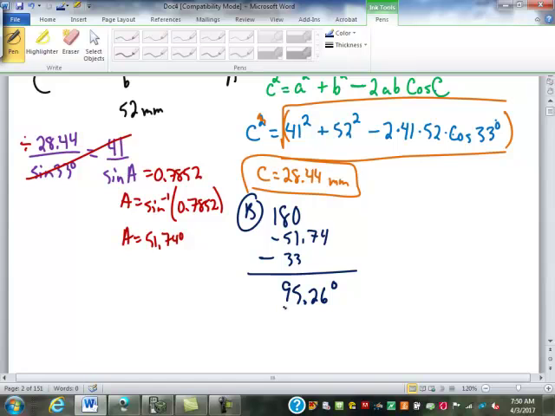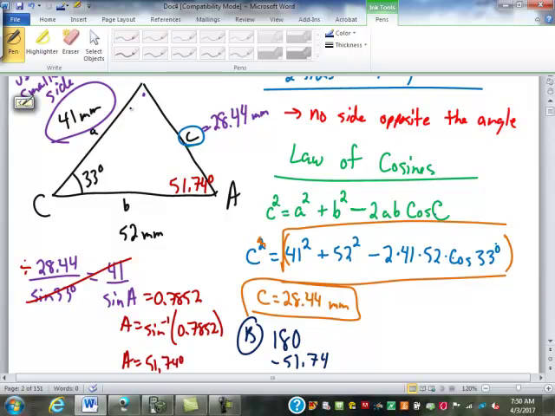Which is 95.26 degrees. So it actually was slightly more than 90 degrees. So if I had tried to find angle B first, a good chance I may have just said 84.74 degrees and I'd have been wrong. So that's 95.26 degrees for angle B. And that's it. We've solved the triangle.